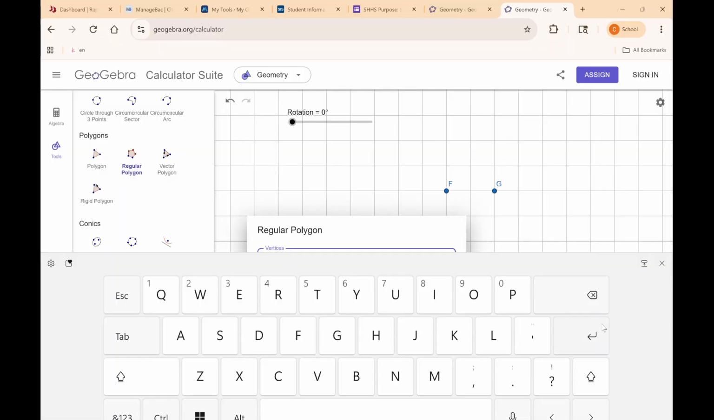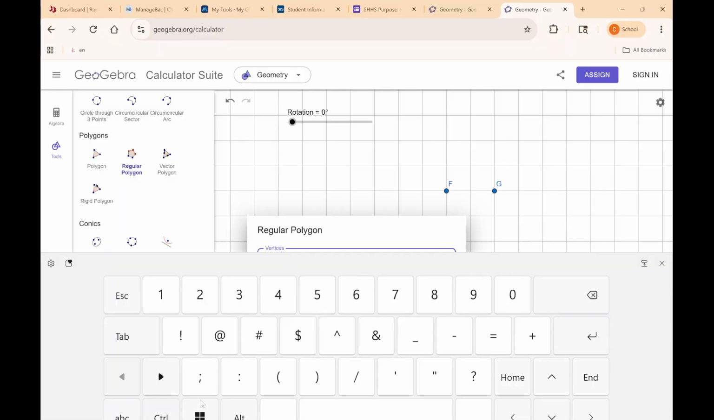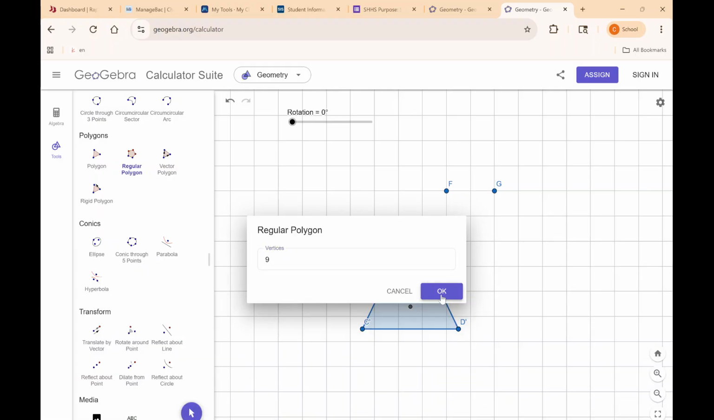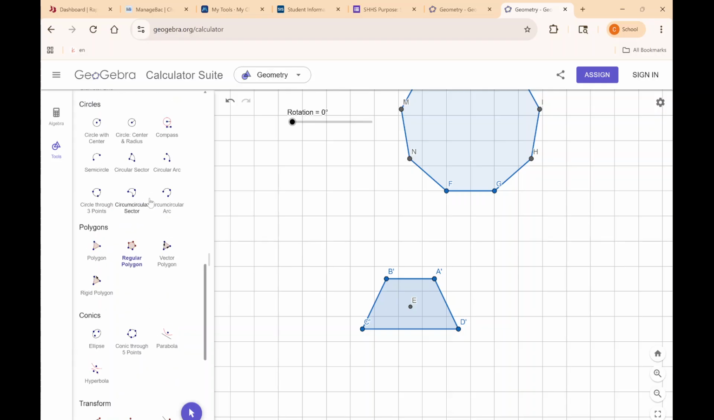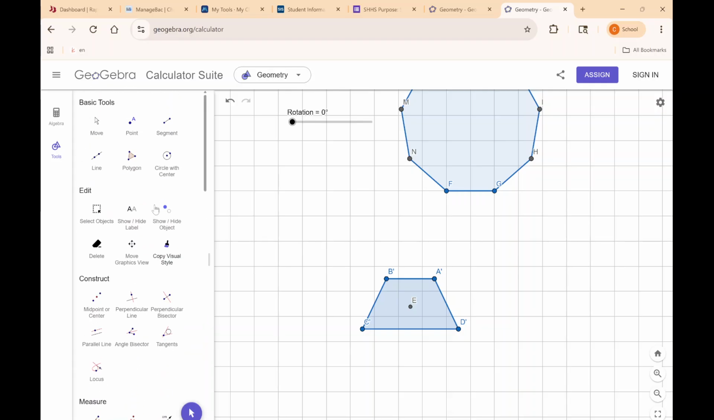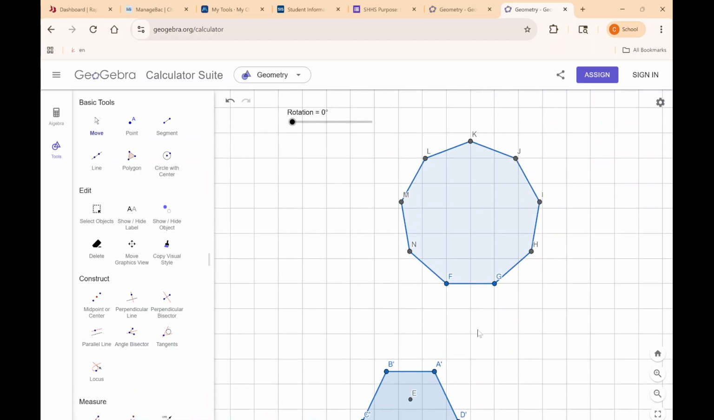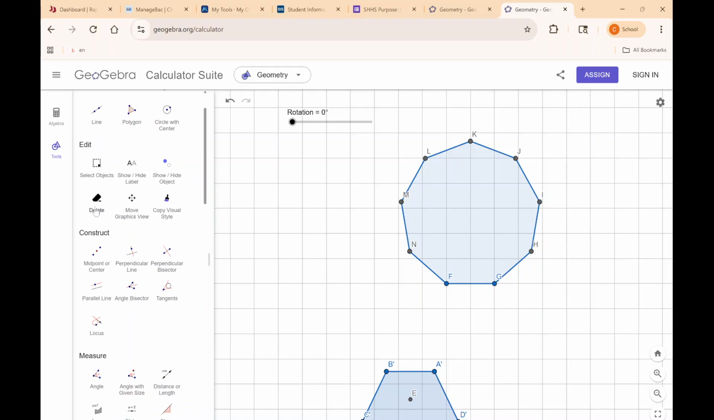With 9 sides. And there's what a 9-sided polygon would look like. Okay. And just to verify that this would rotate at 40 degrees, let's put our center in there. And then we will rotate.